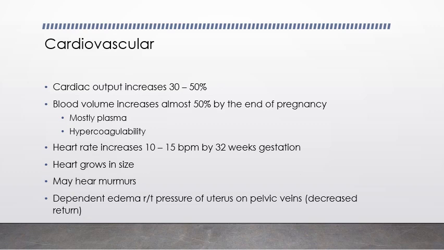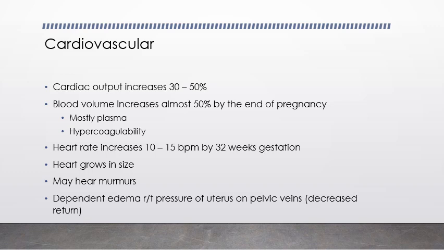There are also changes in the cardiovascular system. The cardiac output increases 30 to 50%, and the blood volume increases almost 50% by the end of pregnancy. Now that increase in blood volume is mostly plasma. So if you're increasing the plasma volume but not the cellular volume, you are most likely going to see a physiologic anemia in women starting around the second trimester. There's also an increase in coagulability. So pregnant women are hypercoagulable.